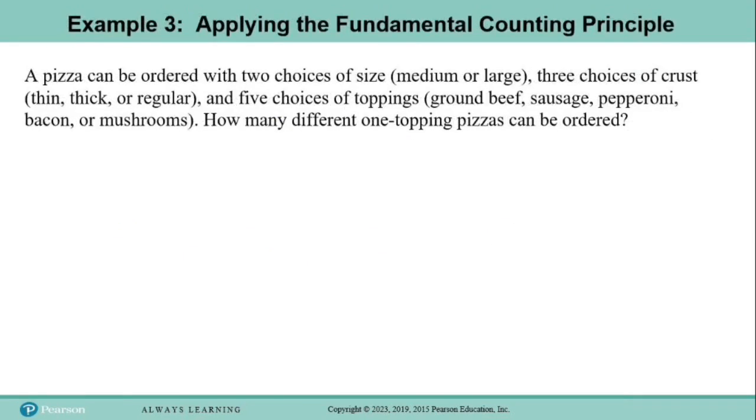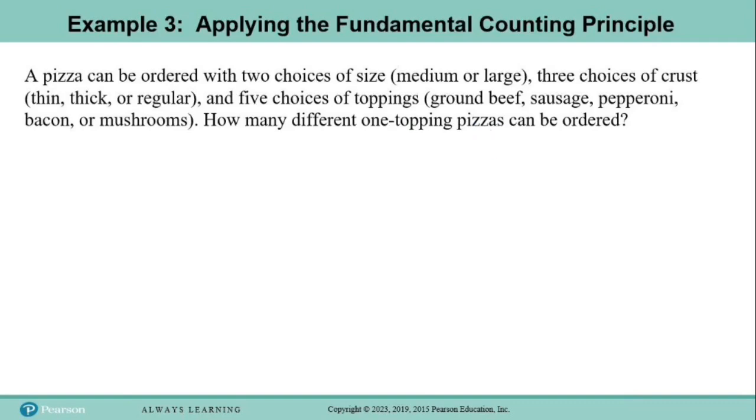And here's example 3. A pizza can be ordered with 2 choices of size, medium or large, 3 choices of crust, thin, thick, or regular, and 5 choices of toppings, ground beef, sausage, pepperoni, bacon, or mushrooms. How many different 1-topping pizzas can be ordered?